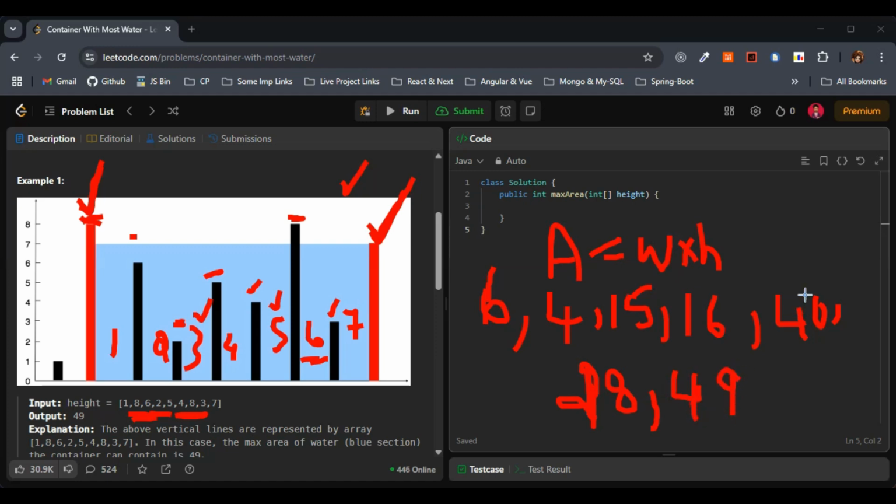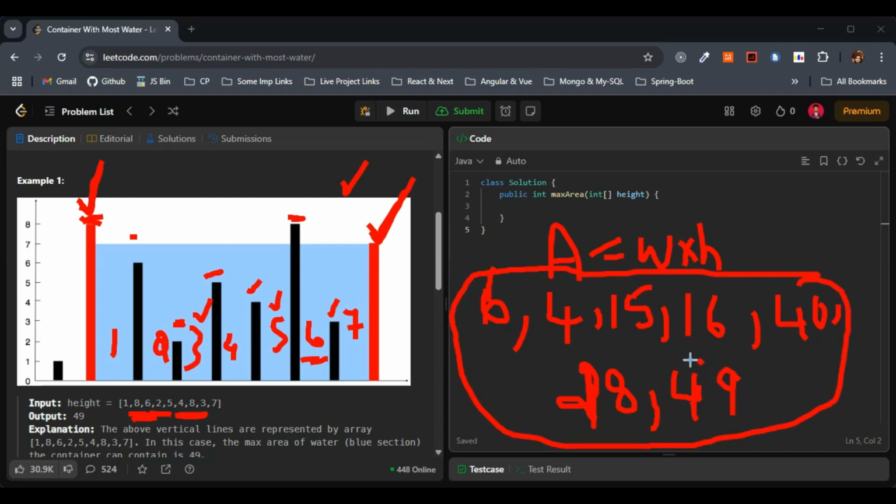The maximum area out of all the numbers that we got is 49. We have got 6, 4, 15, 16, 40, 18 and 49. Out of these, the max one is 49. That's what we need to return as output in this case. So this is how we got 49.